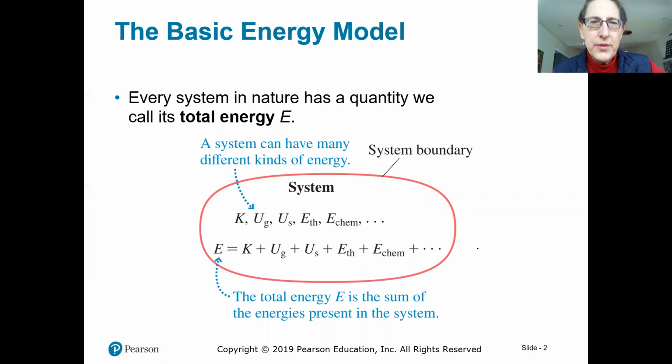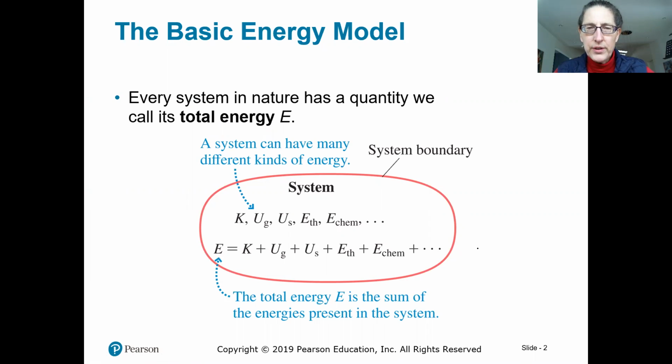So we'll start with introducing the basic energy model, which defines a system. And it's very important that we always know what the system is, whether you're external or internal to the system. And we will be looking at different forms of energy.